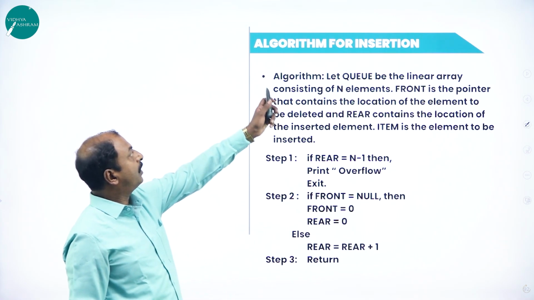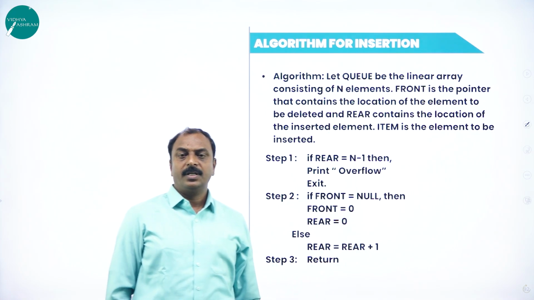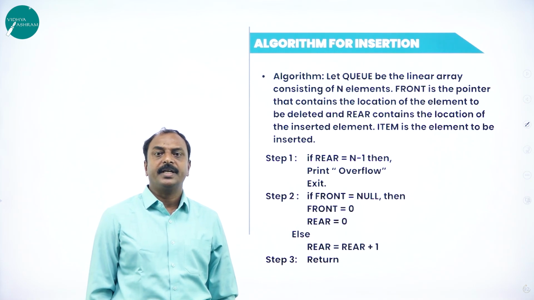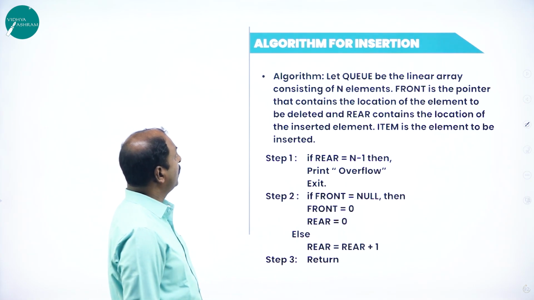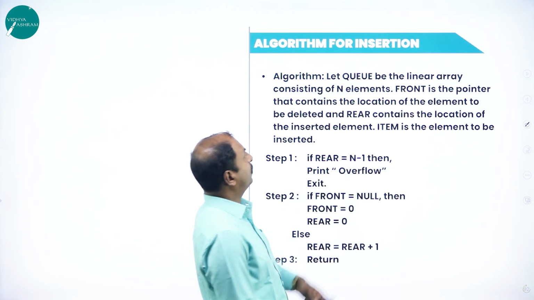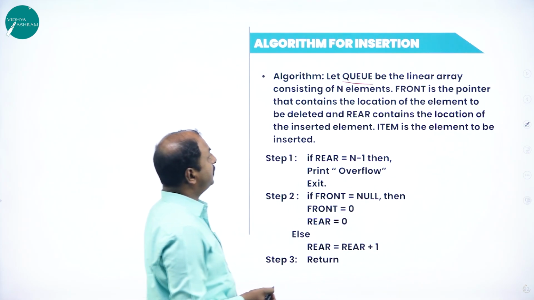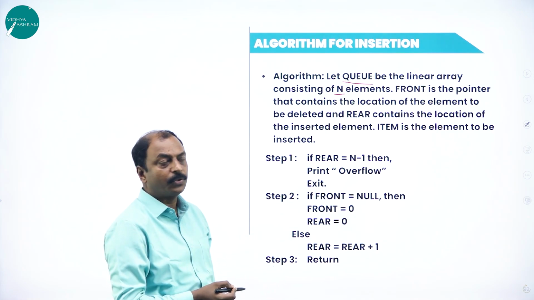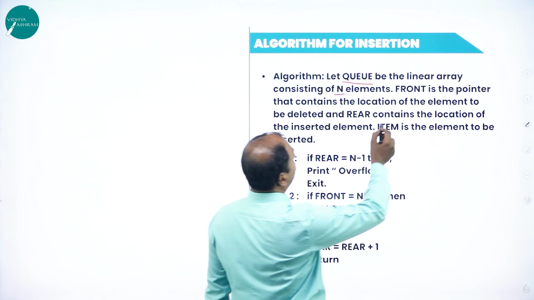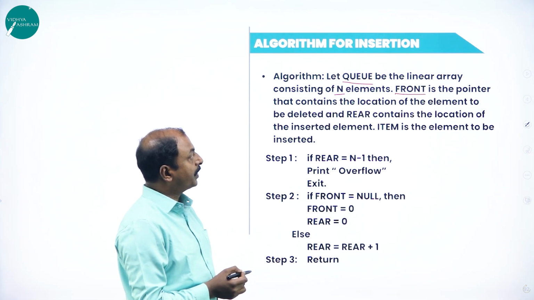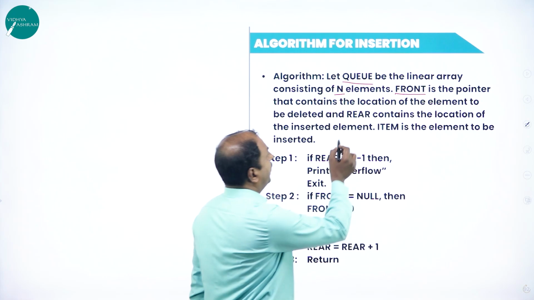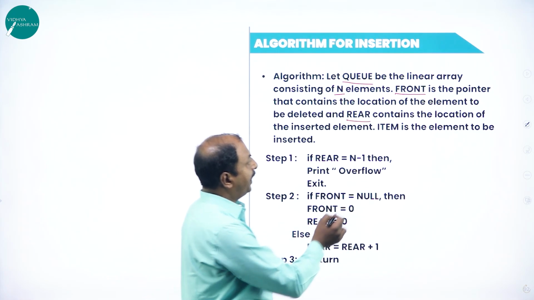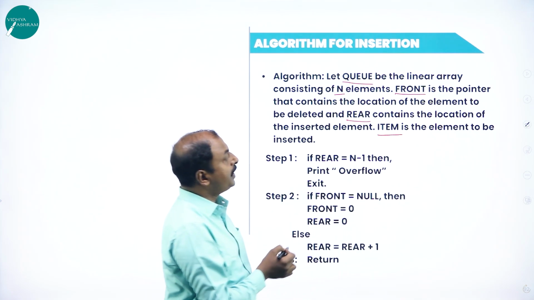Here is an algorithm for insertion. Now let us see the algorithm, or the logic, for inserting a new data item into the queue. Let Q be the linear array consisting of n elements. The size of the array, or the size of the queue, is n elements. Front is the pointer that contains the location of the element to be deleted, rear contains the location of the inserted element, and item is the element to be inserted.